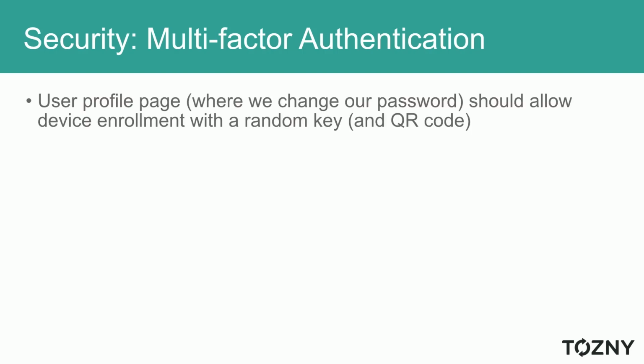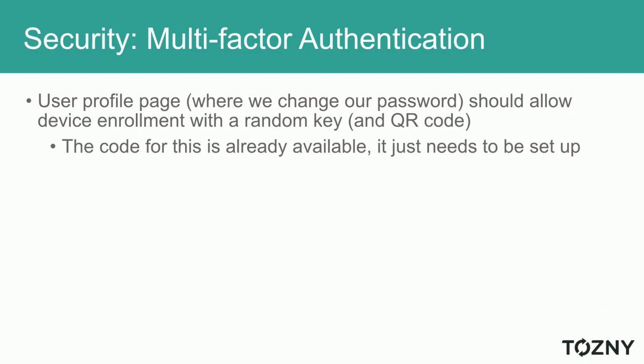User profile page, which is where we change the password, should allow you to enroll with a random key. In our case, we aren't going to use a QR code just because QR codes are kind of messy. We're just going to print the code to the screen. We're going to make the code already available. It just needs to be set up.